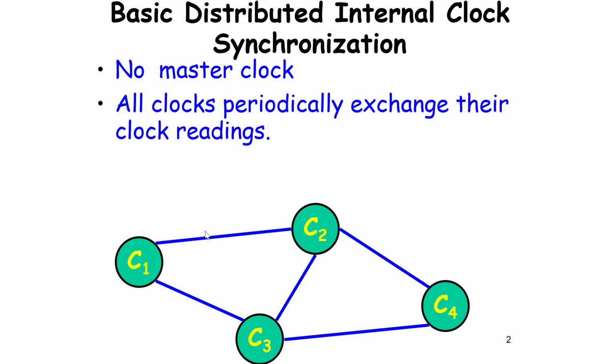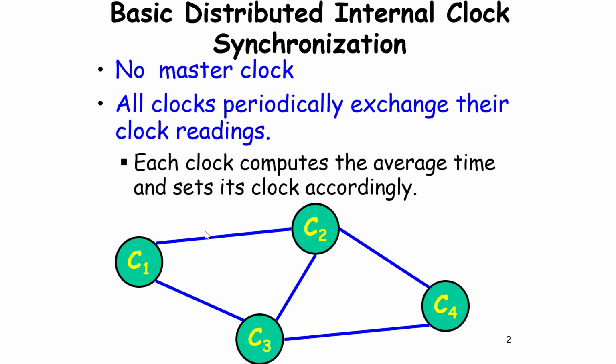So how will they do it? All the clocks will periodically exchange their readings, and based on the readings, they will do something. So what will they do? If the clocks periodically exchange their readings, then the clock will get a reading from itself, from C2, C3, and C4. It will average the times and set its new time to that time. Of course, it will do it in a gradual way, as we discussed in the last lecture, such that time does not appear to flow backwards.